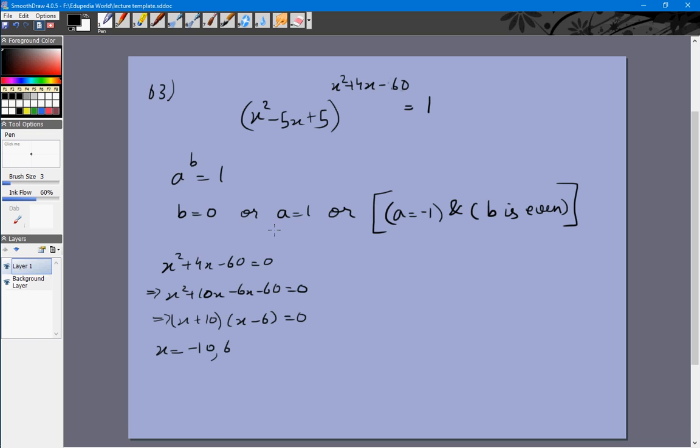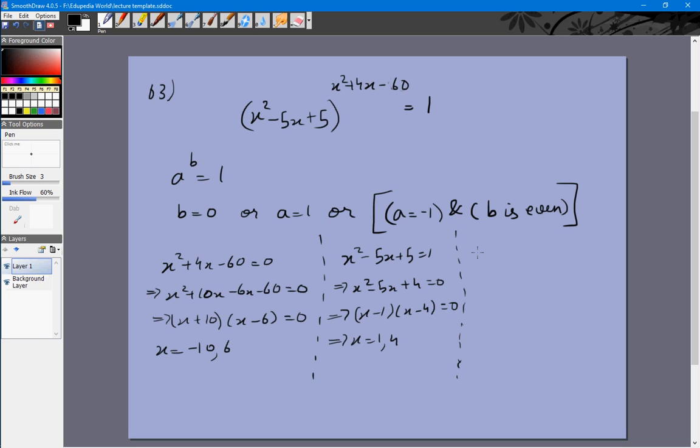And then a is equal to minus 1. A is equal to 1 first. A is equal to 1 gives me x square minus 5x plus 5 is equal to 1, which gives me x square minus 5x plus 4 is equal to 0, which is x minus 1 times x minus 4 is equal to 0, which means x is either 1 or 4.